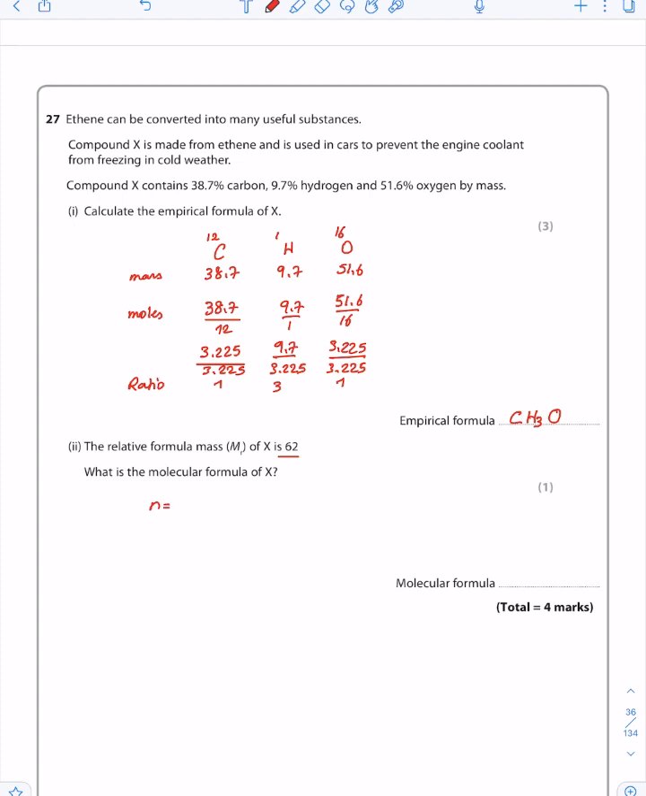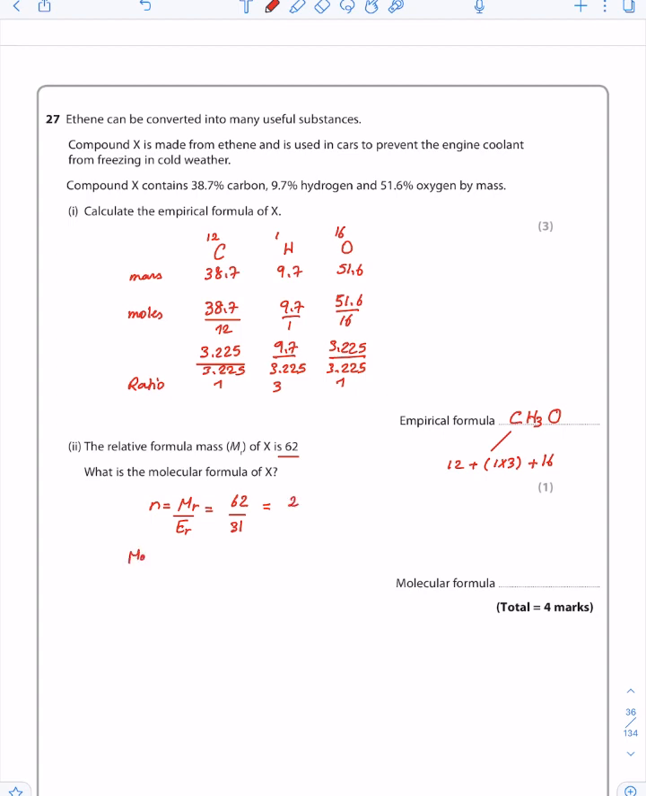أول حاجة بنحسبها هو عدد الامبيريكال formula units، number of empirical formula units، اللي هو عبارة عن relative formula mass على relative empirical formula mass. طب ال MR is given 62. طب وال ER دي بجيبها منين؟ بجيبها من الامبيريكال formula اللي أنا مطلعها. الكربون ب 12 والهيدروجين 1 by 3 والأكسجين 16. يبقى 12 plus 3 plus 16 give you 31. 62 over 31 give you 2.